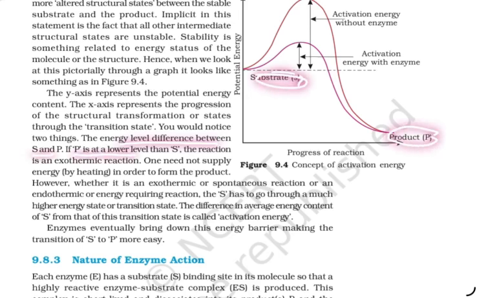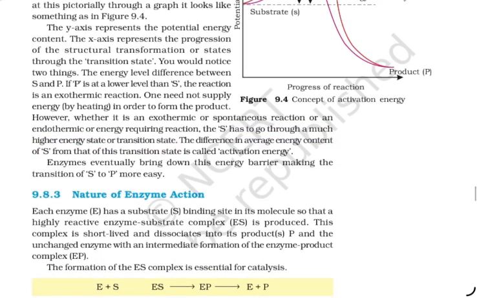If the P is at a lower level than S, the reaction is an exothermic reaction. One need not supply energy by heat in order to form the product. However, whether it is an exothermic or spontaneous reaction, or an endothermic or energy-requiring reaction, the S has to go through a much higher energy state, the transition state. The difference is in the average energy content of S from that transition state.